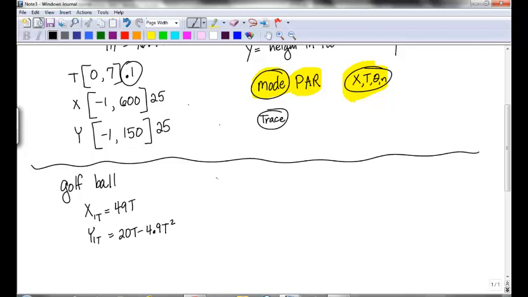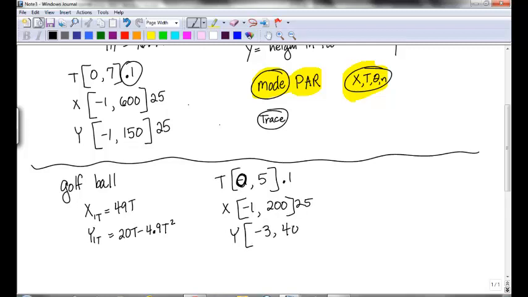On my window for t, I'm going to go -1 to 5. I could just go 0 to 5, and that's okay if you change it to 0. I don't know why I did -1 there, but you're not going to go negative in time. Go ahead and change that to a 0. And then 200 for x, I'm in yards now. And y, I'm going -3 to 40 and 5. Okay, so let's graph that one.